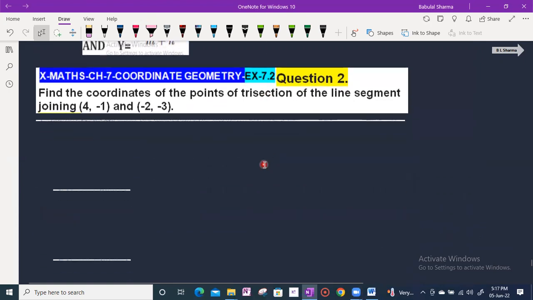Now the question number 2 of this exercise is on your screen. Find the coordinates of the points of trisection of the line segment joining the 2 points (4, -1) and (-2, -3). Here, students, trisection means dividing into 3 equal parts. ट्राइसेक्शन का मतलब होता है 3 इक्वल पार्ट में डिवाइड करना, जैसे बाइसेक्टर का मतलब होता है डिवाइड इनटू 2 इक्वल पार्ट्स.